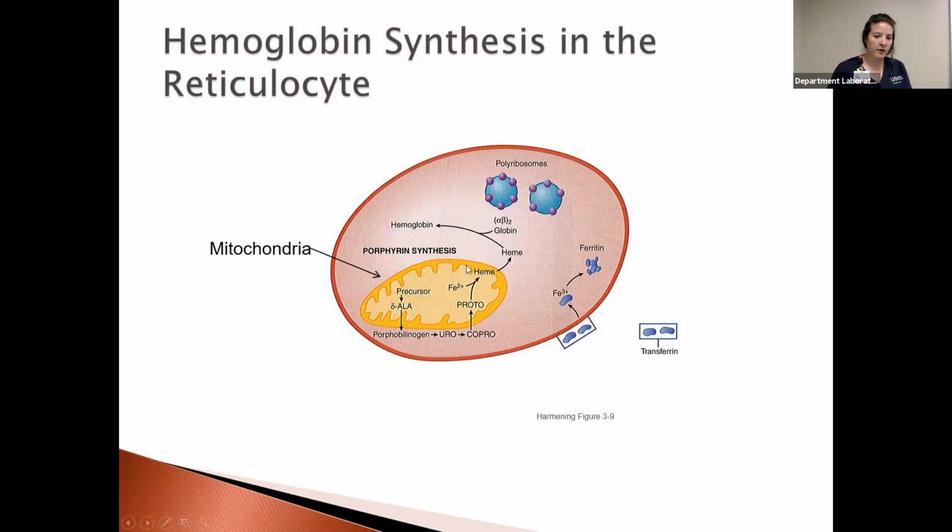And then you have your heme being produced in the mitochondria. You have your globin chains. And your iron is going to be incorporated into the heme molecule. This is occurring inside the cell. So this just lets you know how iron is being incorporated into the hemoglobin molecule.